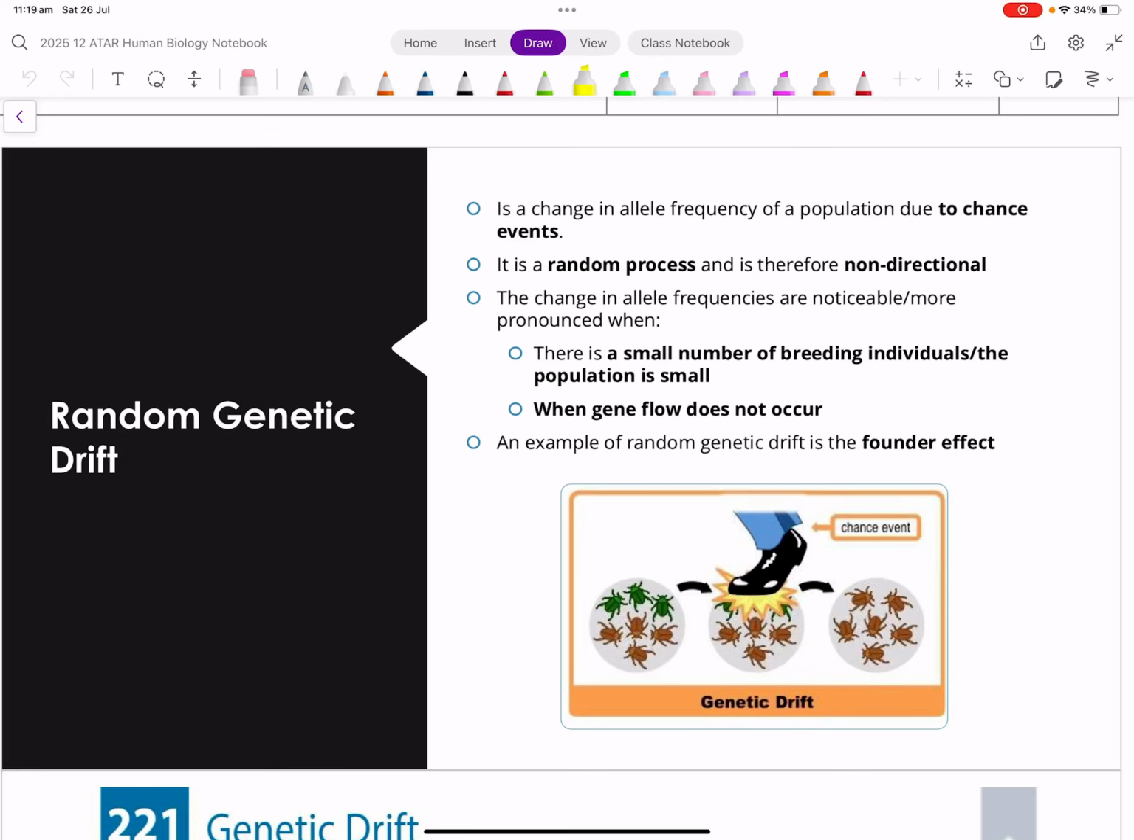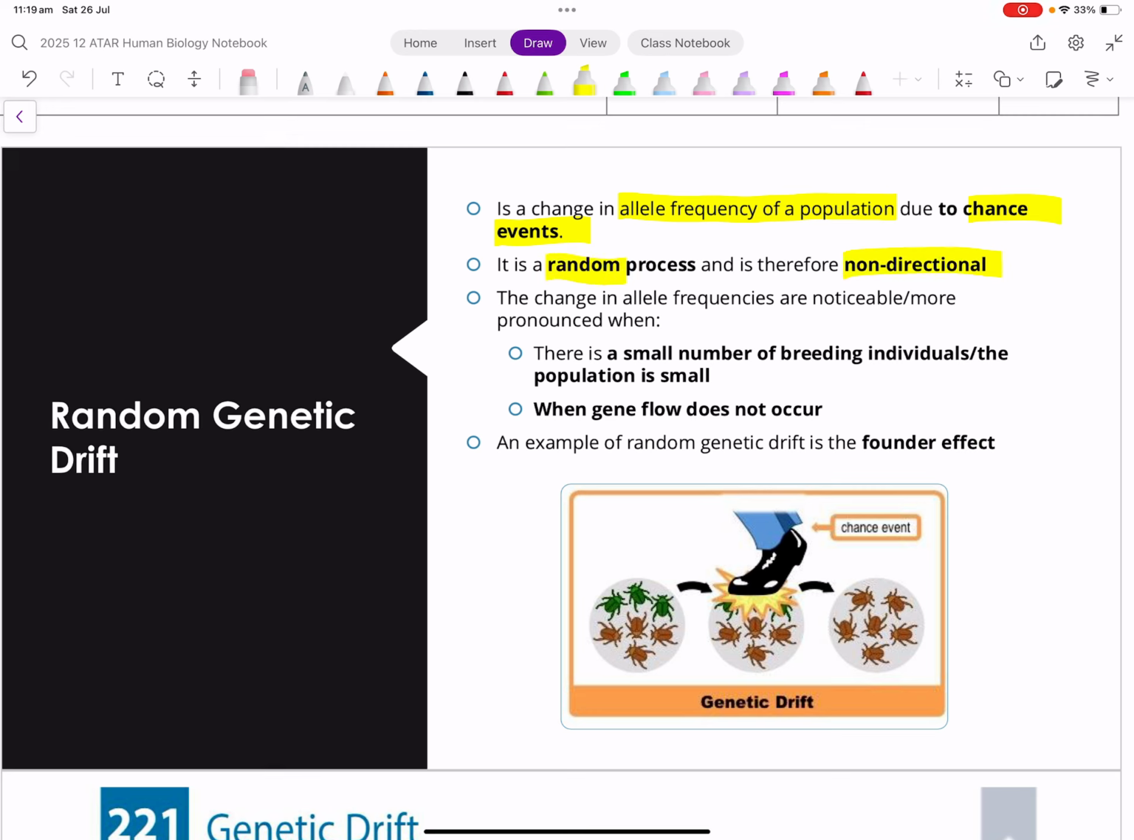So following on from gene flow, something we're going to pay a little bit of closer attention to is this idea of random genetic drift. Random genetic drift itself is a change in the allele frequency of a population, not due to migration or anything like that, but simply due to chance events.